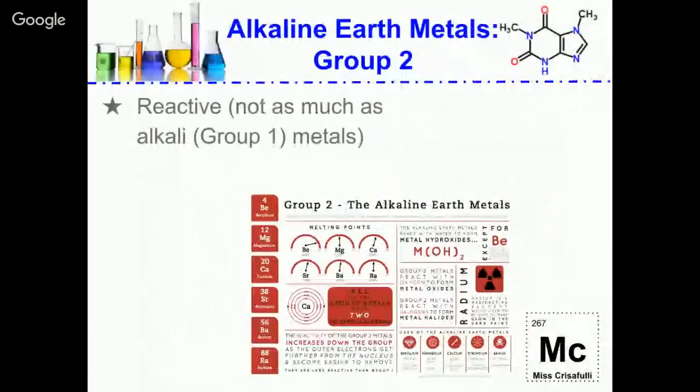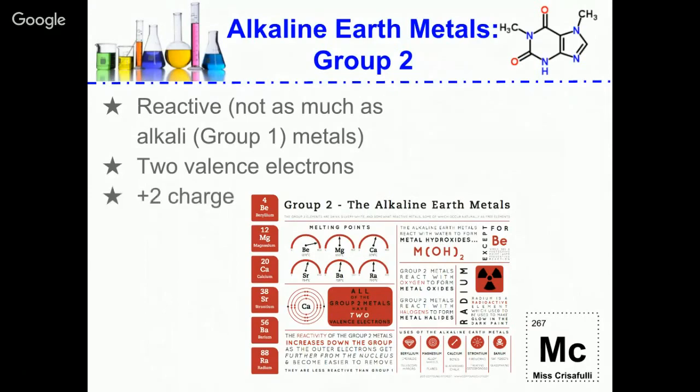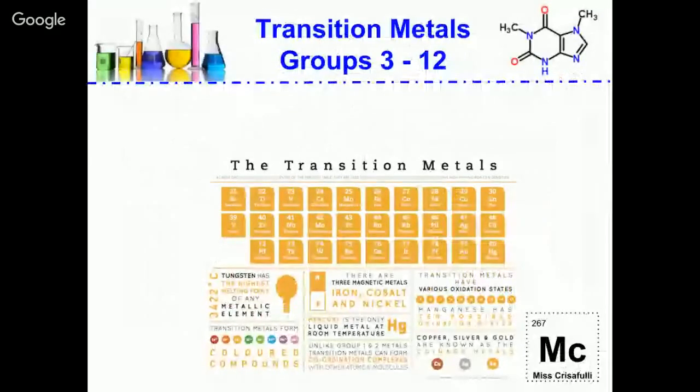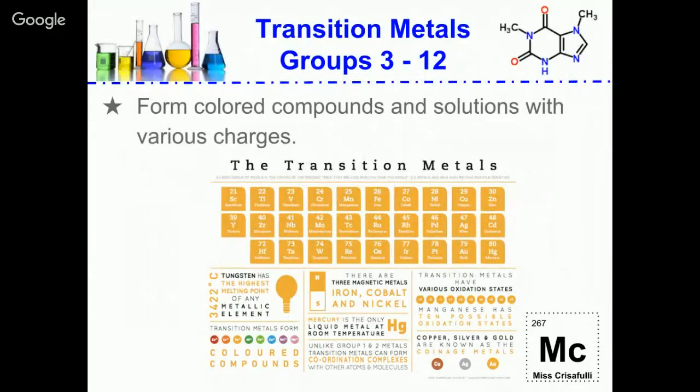So let's talk about group 2. Group 2 are the alkaline earth metals. They're not as reactive as group 1. They have 2 valence electrons. They have a +2 charge. Then we get into the transition metals, which are groups 3 through 12. They form colored compounds and solutions with various charges. Remember, these are the ones that are going to change their oxidation numbers depending on whether they give up 1 electron or 2 electrons to gain stability.